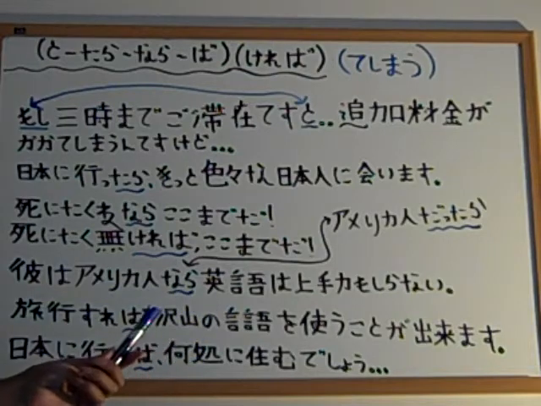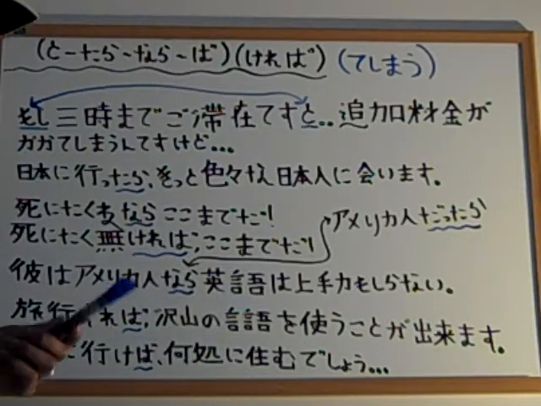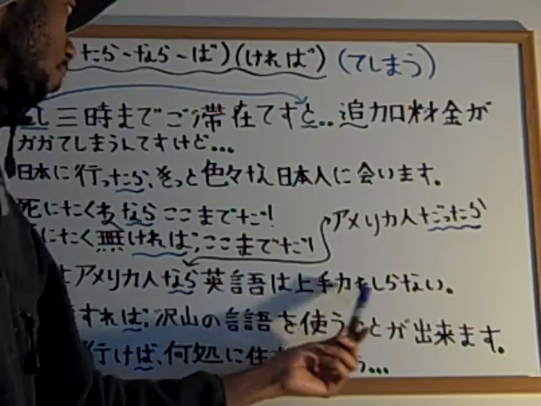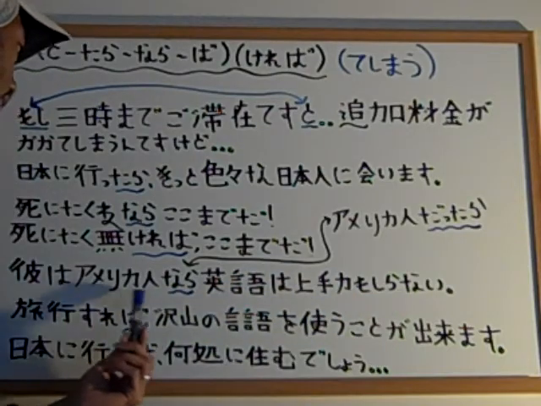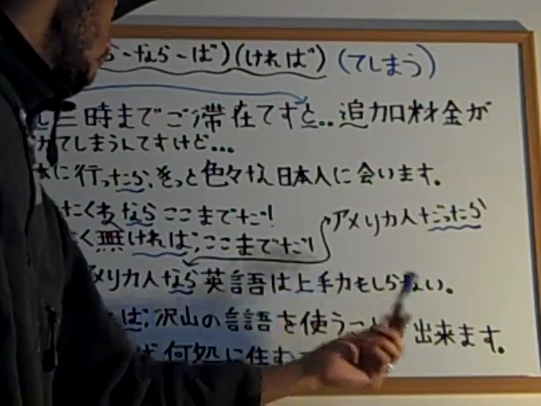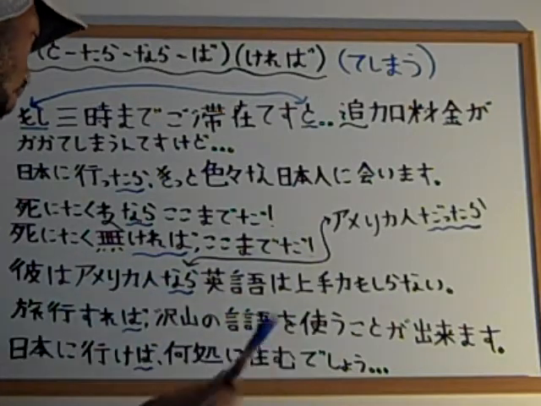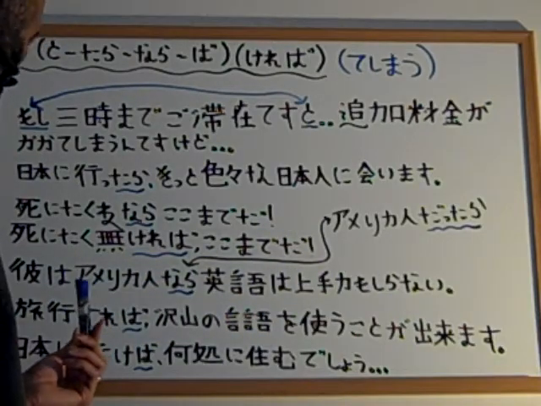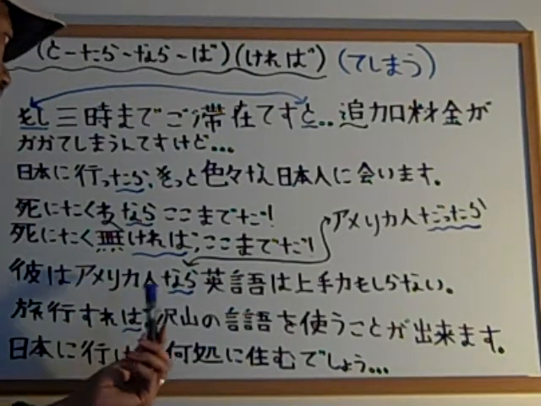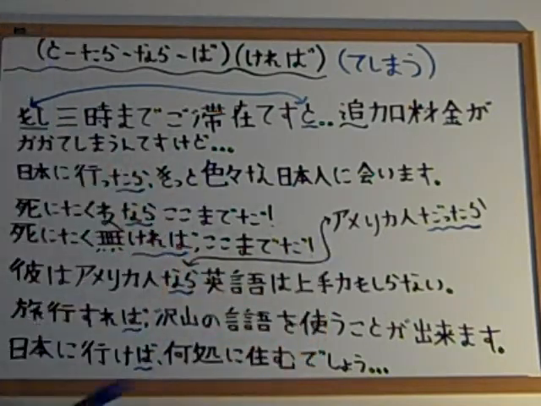Okay, an example using nara. Here we have a noun, and we use nara after that noun. So, Kare wa Amerikajin nara eigo wa jouzu kamoshirenai. Maybe it would be better to use ga. Eigo ga jouzu kamoshirenai. So as you can see, if he's an American, then his English may be skillful.